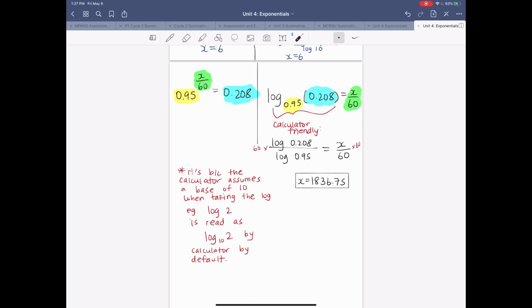The reason I have to show you this calculator friendly way is because the calculator assumes a base of 10 when you're taking the log. Even though on your calculator it doesn't say it, it is really log base 10 that you have on your calculator. That's why we have to manually make it work, and this is the conversion that we can be doing to make it work.